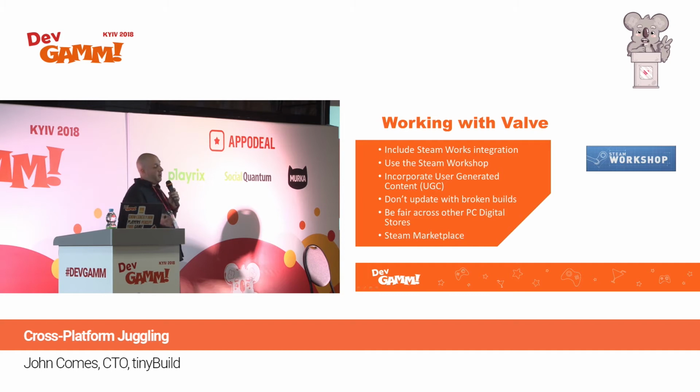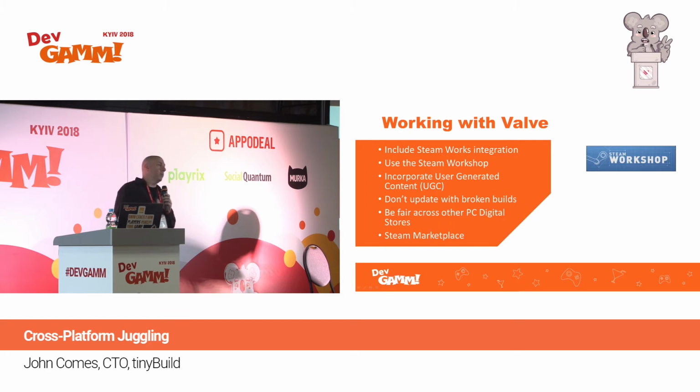With Valve, they have a lot of stuff. Include the Steamworks integration. Use the Steam Workshop. Along with the Steam Workshop, incorporate user-generated content. Figure out how people are going to mod your game, how they're going to add new stuff to it, and then use the Steam Workshop and make sure it goes in your game. That will entice them to talk to you more.